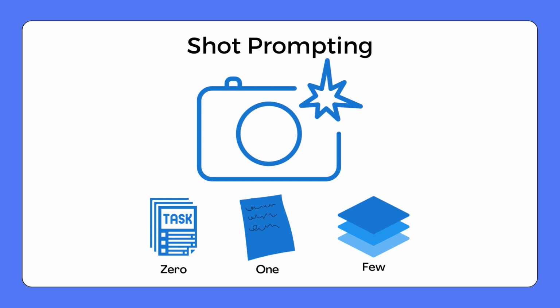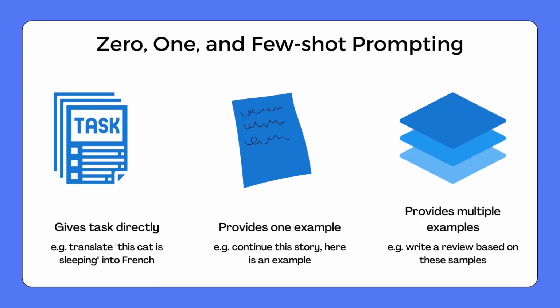There are different types of shot prompting: zero, one, and few shot prompting. Zero shot prompting tasks the Gen AI model without prior examples. For example, translate this English sentence into French. The cat is sleeping. Here, we are providing a task without a specific example of how it should be done.